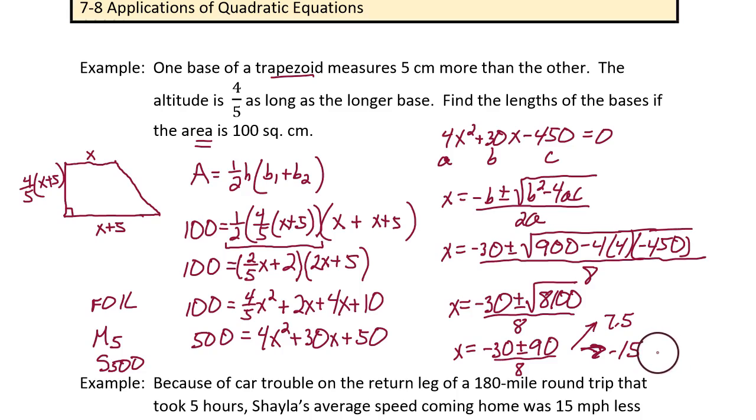Now think about what the letter x is representing. It is the length of the top base. Can a length be a negative number? That doesn't make any sense, so cross that one out. We have figured out that the top of the trapezoid is 7.5 centimeters long, and the bottom of the trapezoid is 5 more than that, so that's 12.5 centimeters long.